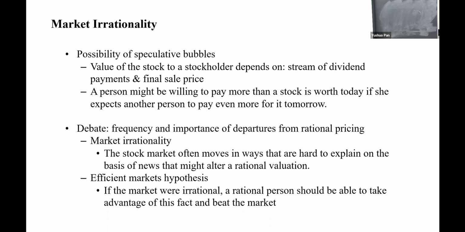For the efficient market hypothesis, their argument is that if the market were irrational, the rational people should be able to take advantage of this fact and beat the market. Which means that for the smart, rational people, they can always calculate the present value, the price and the value that the stock belongs to, and they would earn money all the time. But that usually doesn't happen. So that's the debate between these two.